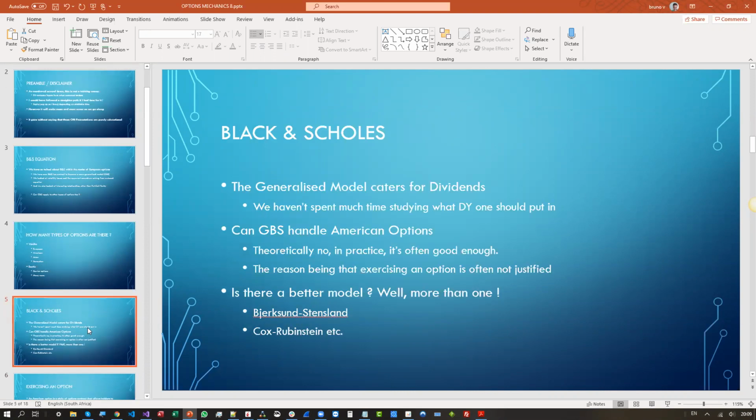So Black and Scholes and the generalized model caters for dividends. That one we can use, and as a matter of fact, it can be used in many instances to handle American options.